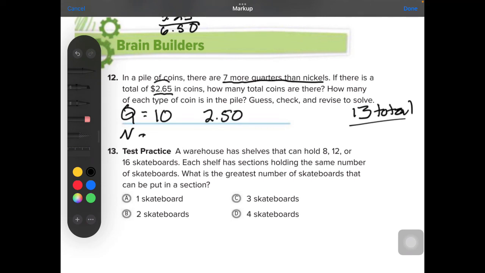Then looking at $2.65, I have 15 cents left, so that I would need 3 nickels, and that would be 15 cents. The total of that would be $2.65. And I would have a total of 13 coins. That was a brain ache.